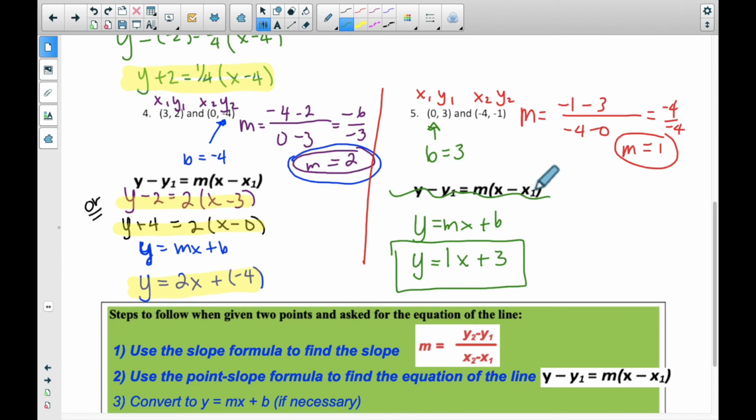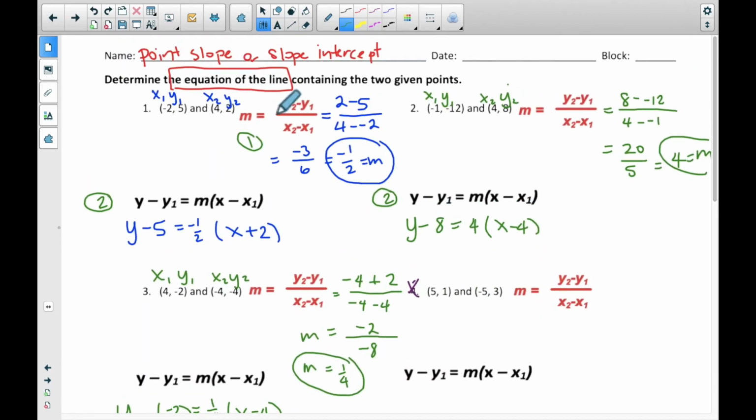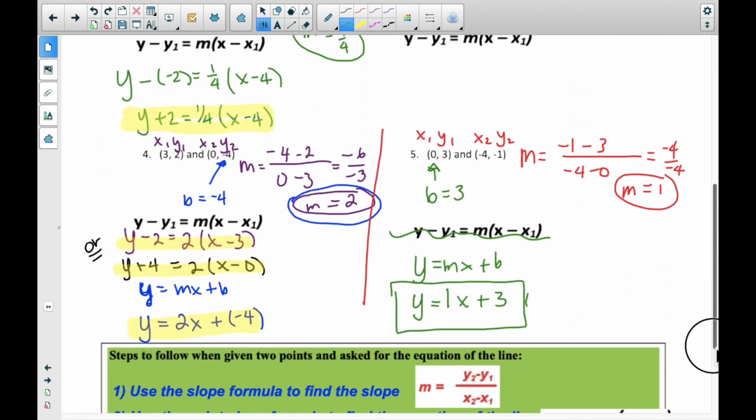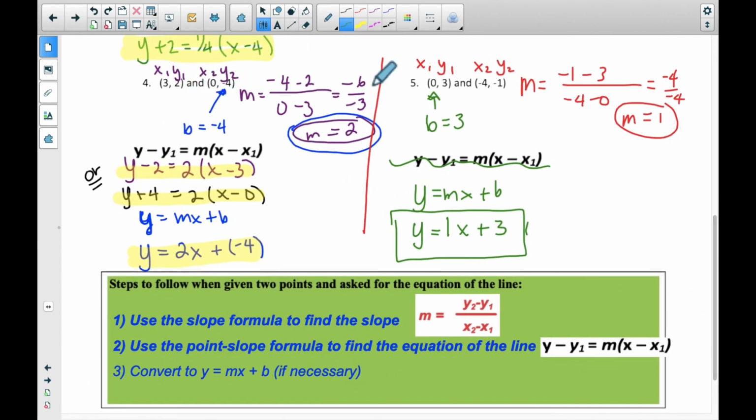My point is, if you can tell what the b is, then use slope-intercept. If you don't know what the b is, then use point-slope. And so all of these up here, none of them had a 0 in the x, so we had to use point-slope. That was the only option. But down here, these were both my b's, and so I could have just taken a little bit of a shortcut.